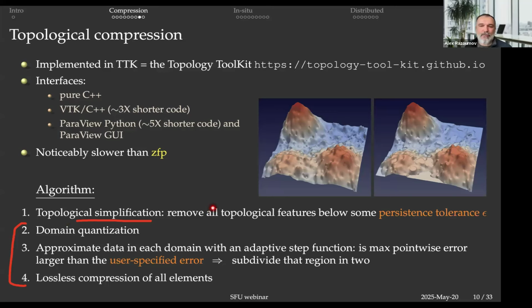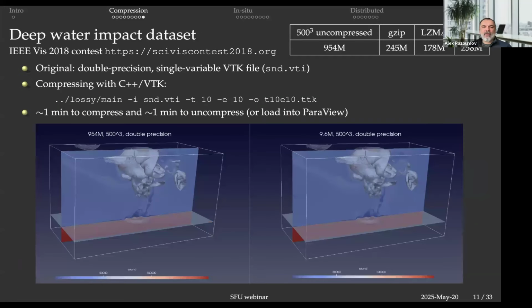So in this algorithm, there are two parameters. One is persistence tolerance, basically the maximum size of these oscillations below which you erase all data. And then there is also the user specified error. Having two parameters is better than having one parameter like in ZFP, simply because it lets you tune your compression algorithm to better compress your data specifically. When you apply this compression algorithm, it's much slower, I should say.